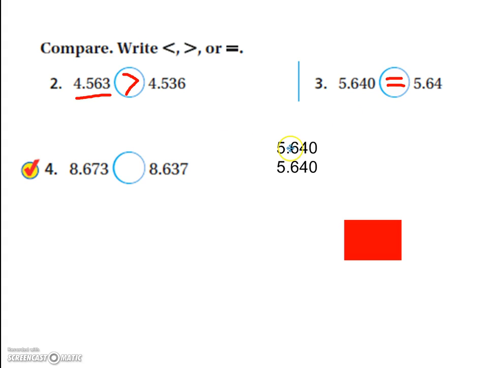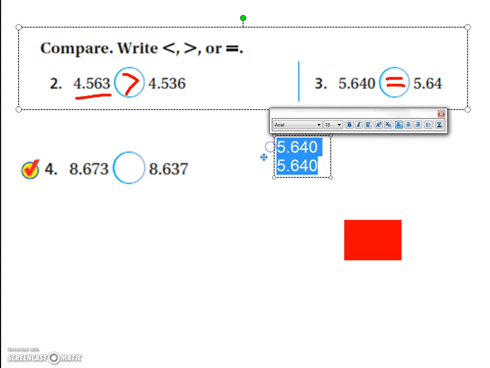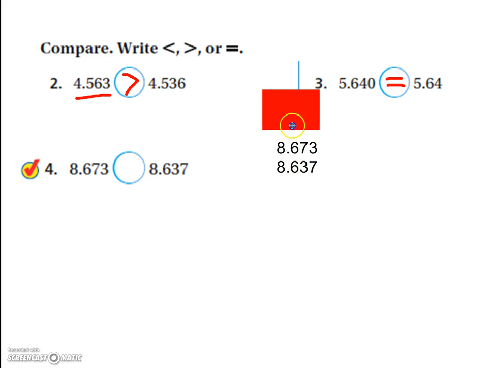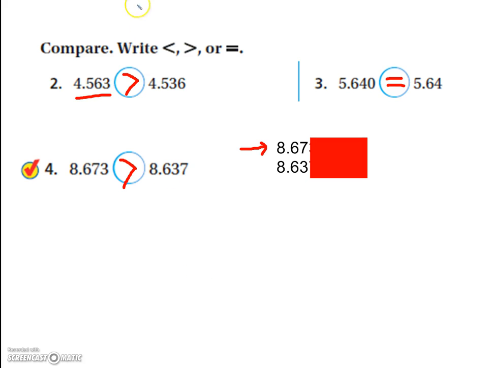Now let's do this last one. 8.673 and 8.637. Wow, they're very similar. It's kind of challenging. So let's see. I'm going to slide this to the right, and I have an 8. I can't tell which one is bigger. I slide it to the right again. I have a 6. Still can't tell which one is bigger. I slide it to the right. Oh, I have a 7 and a 3. So the one with the 7 in it is bigger. So there you go. My alligator wants to eat that one.